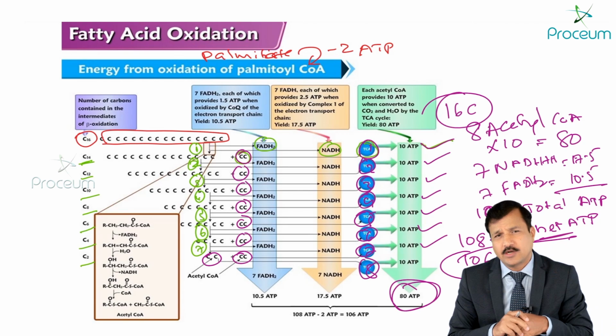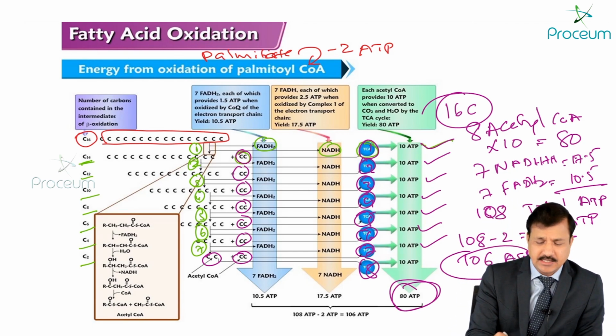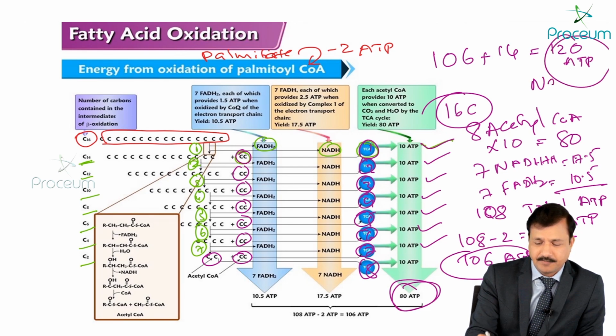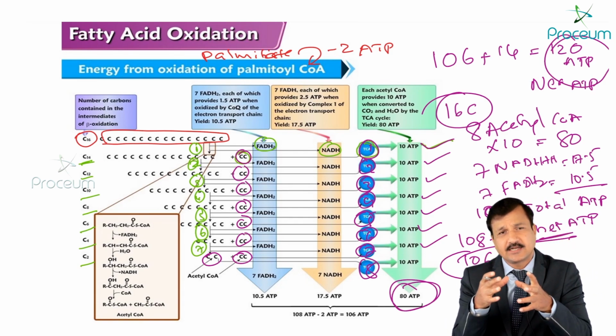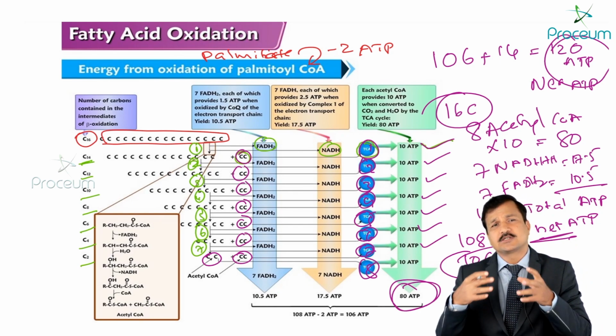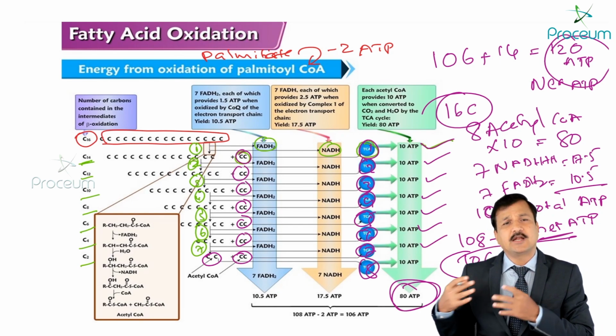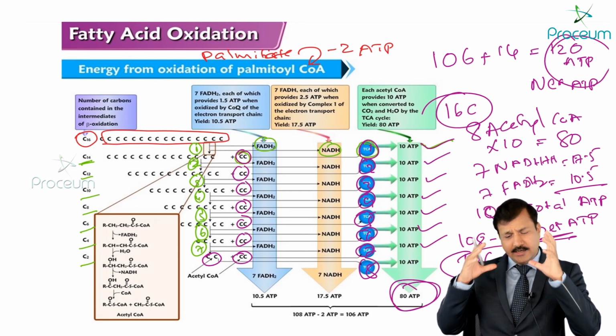Don't subtract 2 again. For example, if it is stearic acid, 18 carbon, you do 106 plus 14, and you are going to get 120 ATP, and this 120 ATP is the net ATP yield. It's not the total ATP, because 106 is net. You just need to add 14 to get the net number. Don't subtract 2 from that 120 and say 118. It is already a net number.